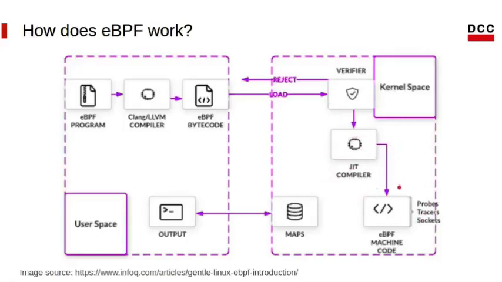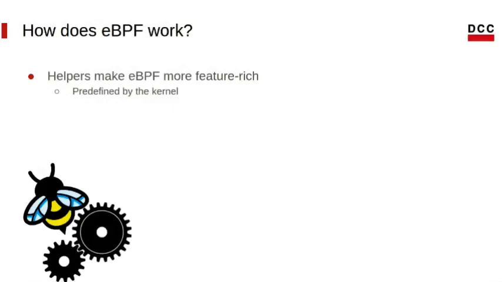This program can do many different things. This program, for instance, can store some data in maps. And these maps can be accessed in the user space. There are some special functions called helpers that allow eBPF to perform a wide variety of tasks that make it more feature-rich. These helpers are predefined by the kernel and allow things like creating tail calls, generating random numbers, and manipulating maps to store data in a key-value style.